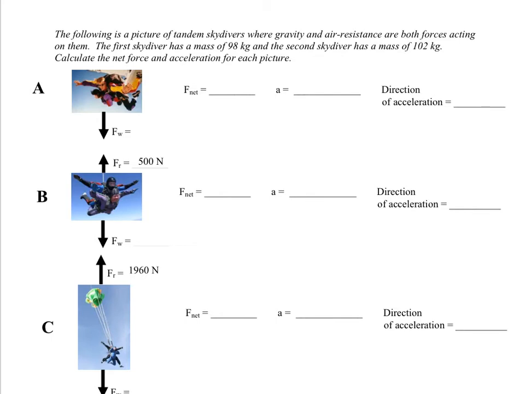The first skydiver has a mass of 98 kilograms, the second one a mass of 102. Since they are tandem, that means they're strapped together. So we're just going to go ahead and simplify this and say that their mass is equal to 200 kilograms, because that's their combined mass. Calculate the net force and acceleration for each picture.